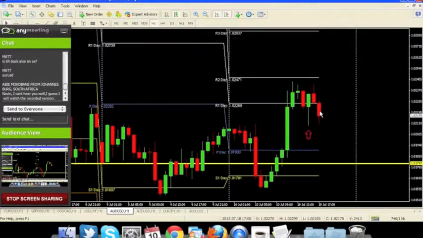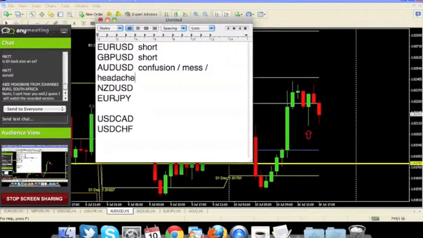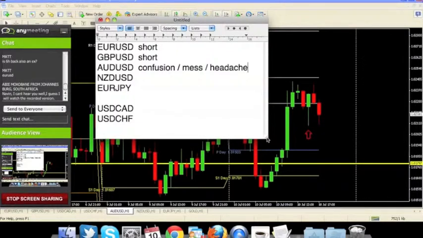Very confusing, right? You don't know what's going on on Aussie dollar. So on Aussie dollar, I'm going to put confusion, mess, headache. I'm going to put all the words that you can possibly call this. I'm not going to swear, but if you were trading this pair, this is all you would say. Because the trade would not end up going in your favor, even though everything is aligned correctly.